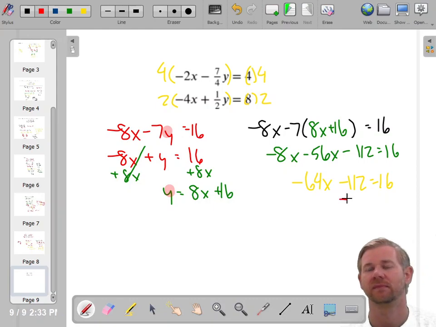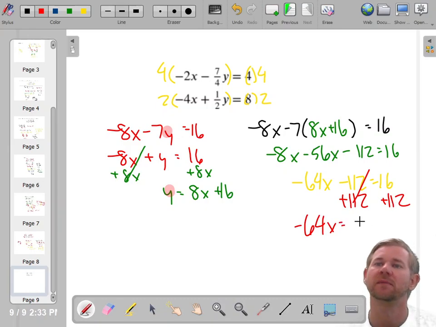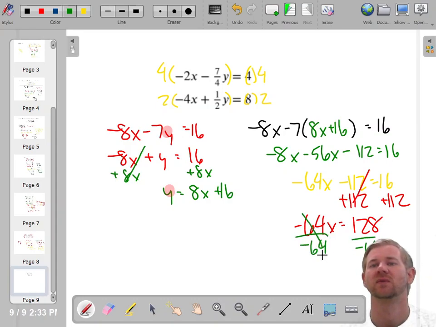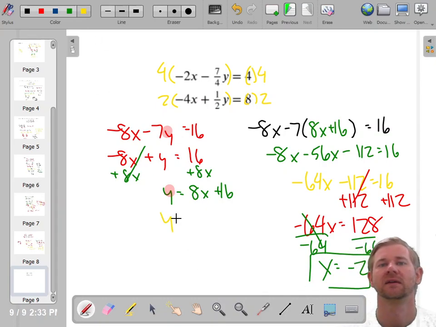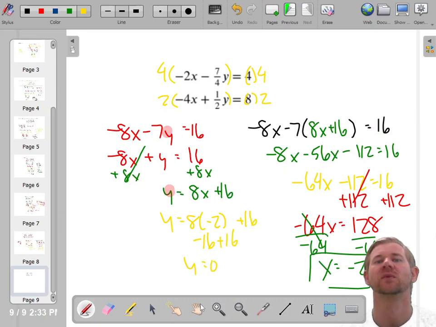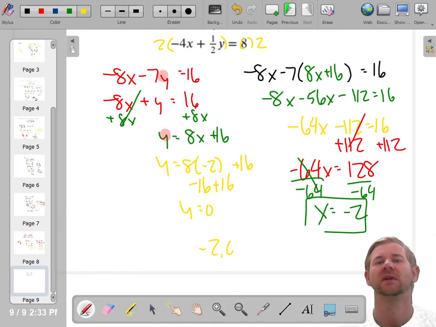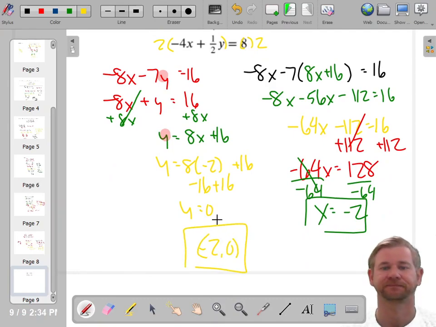I hope this gets nice. Add 112 to both sides, 16 plus 112 is 128. Good. Divide by -64. x equals -2. Okay. Now plug it in here. 8 times -2, -16. I get 0 again. y equals 0. So -2, 0 is our solution.